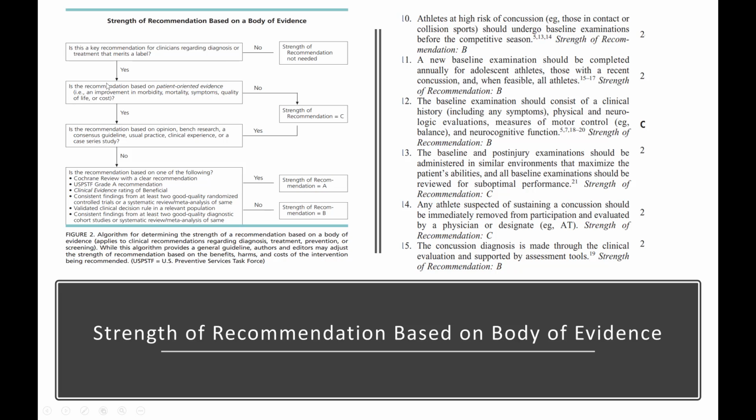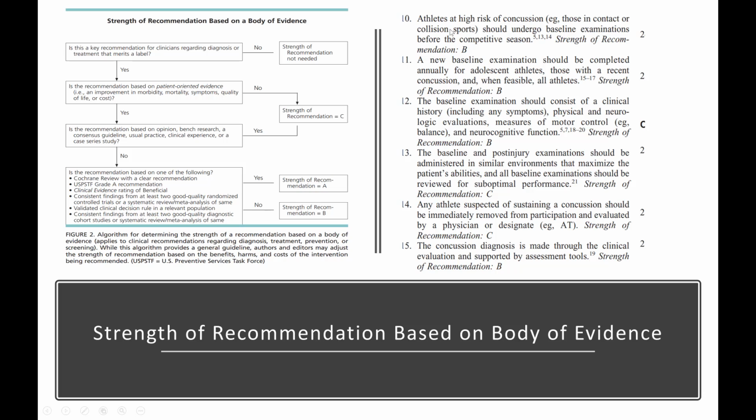This is the strength of recommendation portion of the SORT. And here, this is where the recommendations come out of, particularly out of systematic reviews. And to show you how this works, this is a piece taken out of the NATA position statement on concussions.